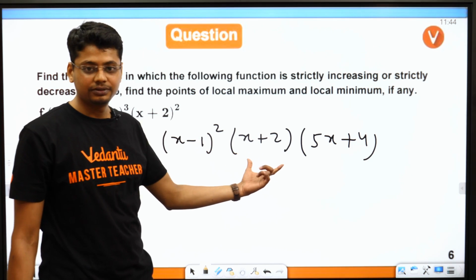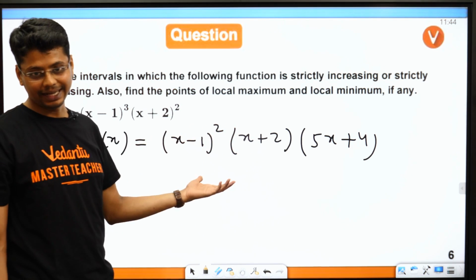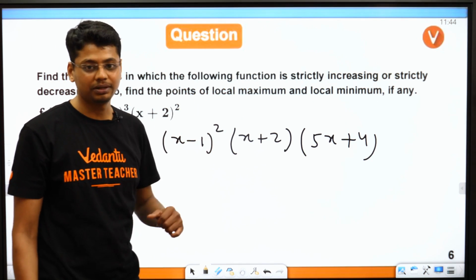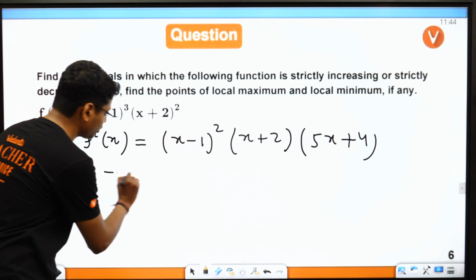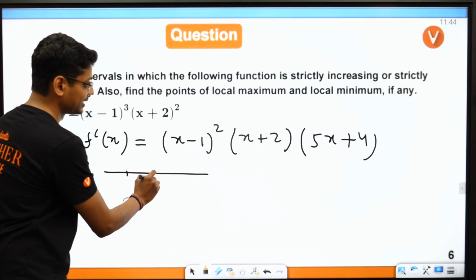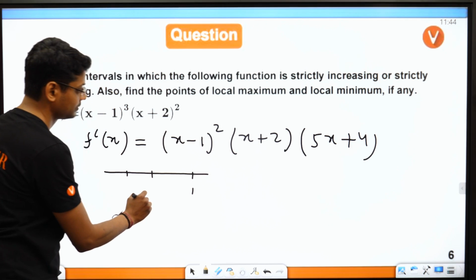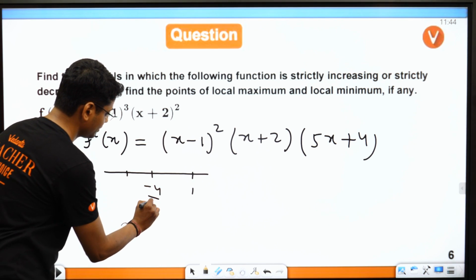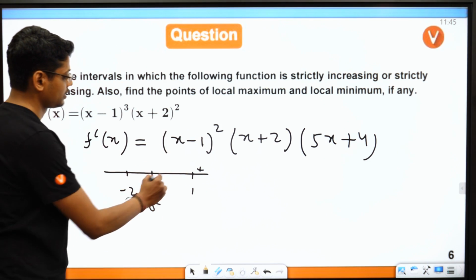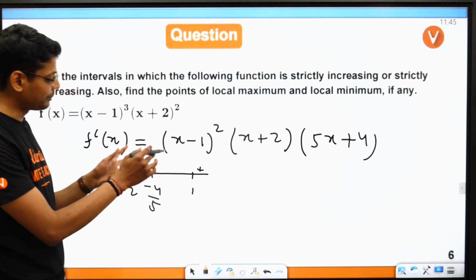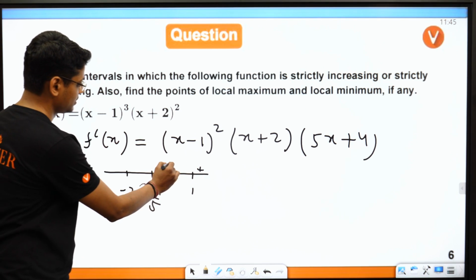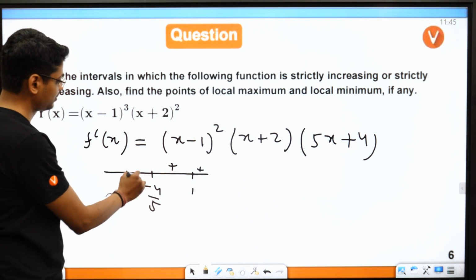Now if it is positive, then the function is strictly increasing. If it is negative, then the function is strictly decreasing, and accordingly we can find local maximum and local minimum. So for f prime x to be positive or negative, we will have to use this real number line. So this becomes 1, minus 4 by 5, minus 2. So plus, so you can present this in tabular form also, which is anyway shared with you. So you can see like this, since it is a square, even power, minus plus.